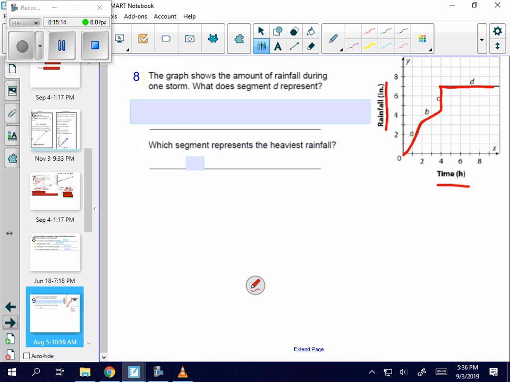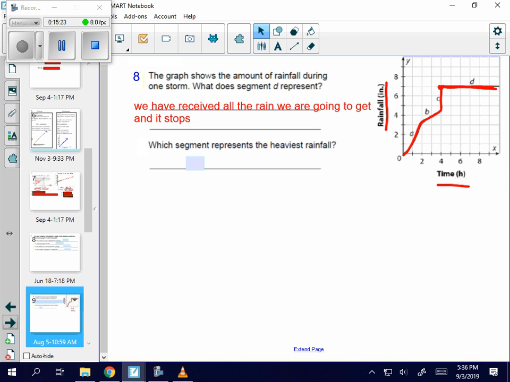It got to its maximum right here. Did it get any higher? And if it didn't get higher, doesn't that mean that the rain stopped? We've received all the rain we're going to get, and it stopped. Anything to that effect is a good answer.